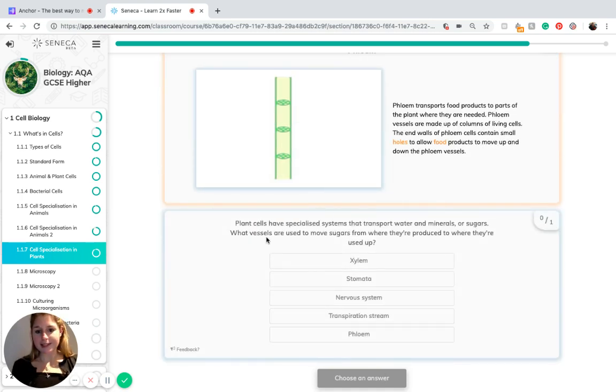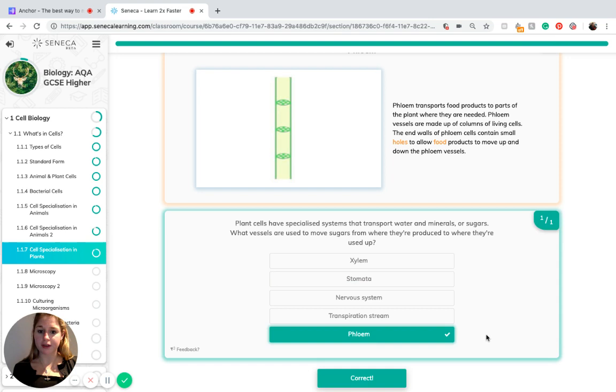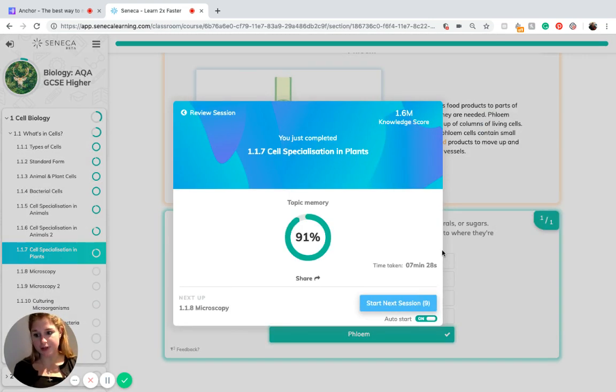So, plant cells have specialized systems that transport water and minerals or sugars. So what vessels are used to move sugars when they're produced to where they're used up? So we know that the phloem is used to transport sugars, whereas the xylem is used in order to transport water. So that brings this session to a close on cell specialization in plants.